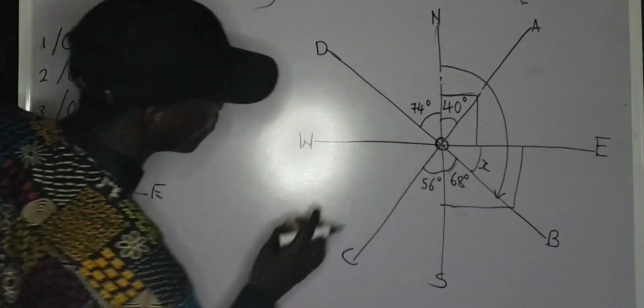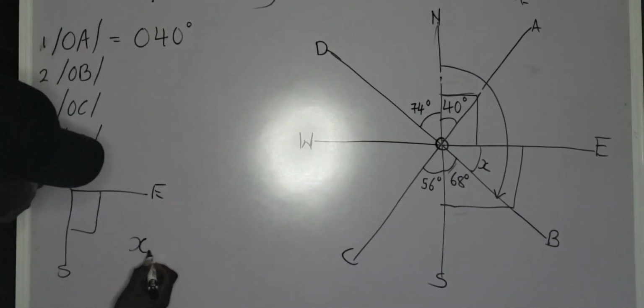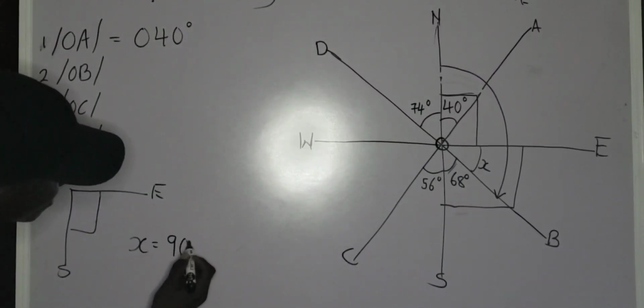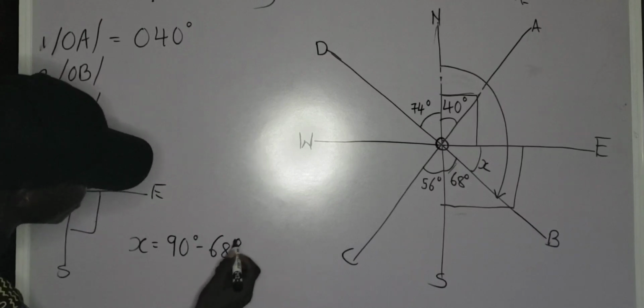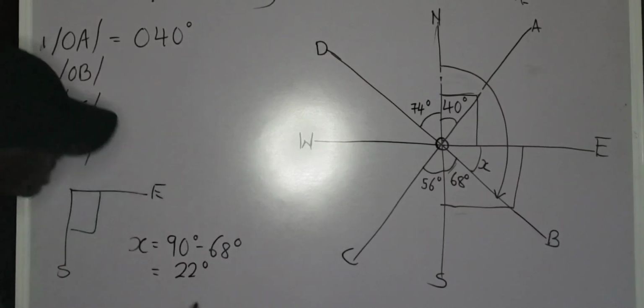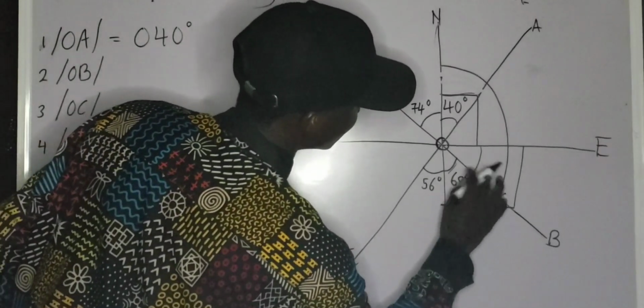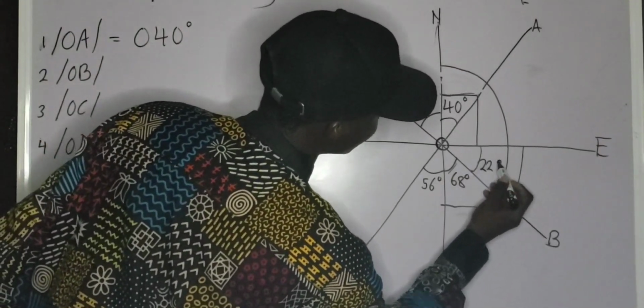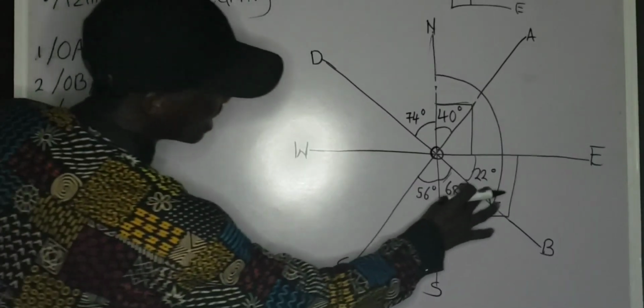So the value of this angle, which is x, x will be equal to what? 90 degrees minus 68 degrees. So 90 degrees minus 68 degrees, that is 22 degrees. You understand? So the value of x here is what? 22 degrees. Do you understand? So we have gotten this angle.